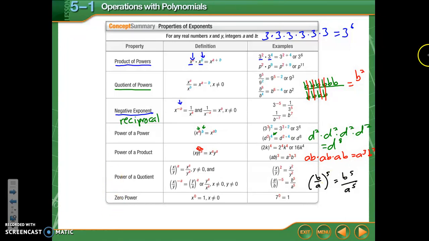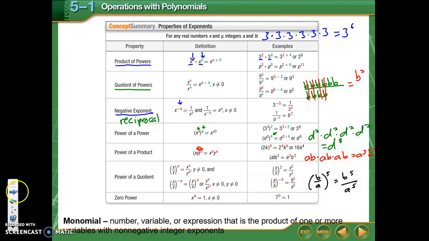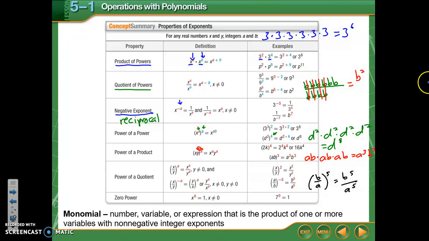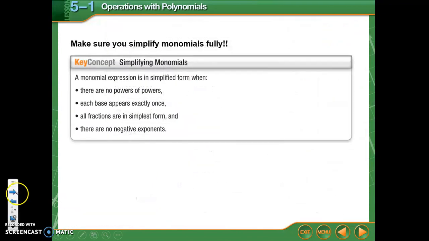And remember, anything to the 0 power is equal to the number 1. All right, and a monomial, which is what we're going to be working with in the first part of this section, is a number or variable expression that's a product of variables with non-negative integer exponents. So thinking back, remember that monomials cannot have variables in the denominator. They can't have variables under a square root or with negative exponents.